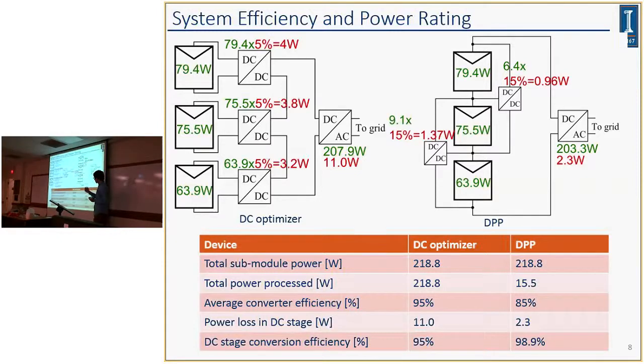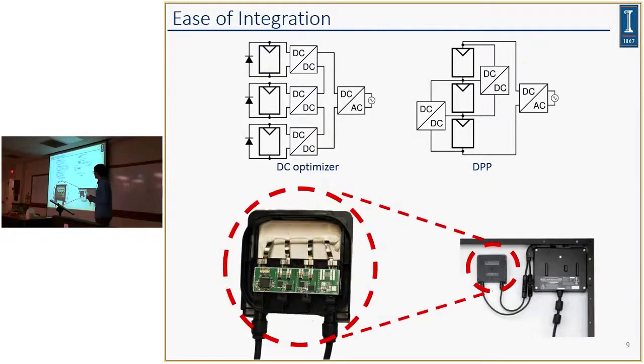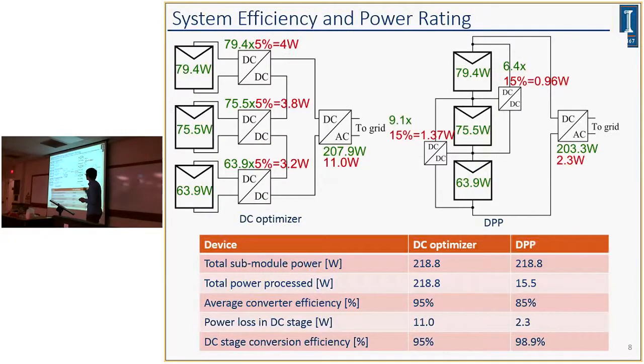So as I mentioned before, for DC optimizer system, the system efficiency is fundamentally limited by the DC to DC converter efficiency, which is exactly 95%. But for DPP system, these two efficiencies are decoupled, and we can achieve higher efficiency even with a less efficient converter. So that's a benefit. And of course, each converter can be rated at a much smaller power rating.